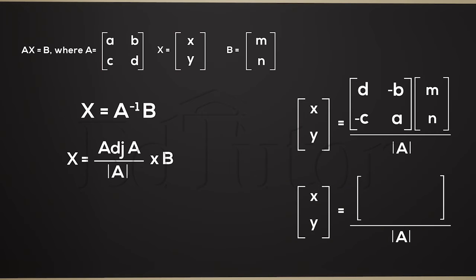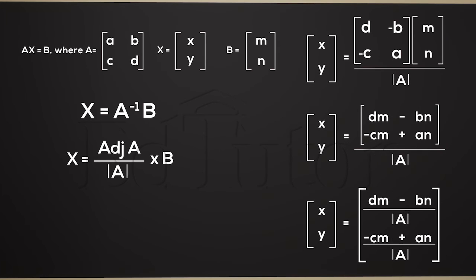Next, we have to multiply these two matrices on top. We will place the multiplication result in this 2 by 1 matrix. Multiply the first row of the adjoint of A by the first column of B. We get d times m minus b times n. Do the same for the second row, first column, to fill this position. We get negative c times m plus a multiplied by n.